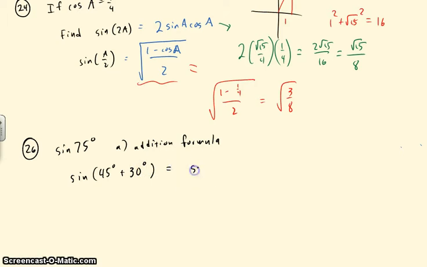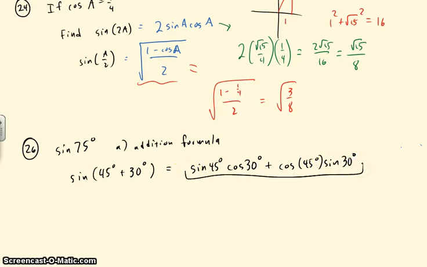Then I can write sine 45 degrees cosine 30 degrees, plus cosine 45 sine 30. And then you know these things. I'm not going to go through all that.